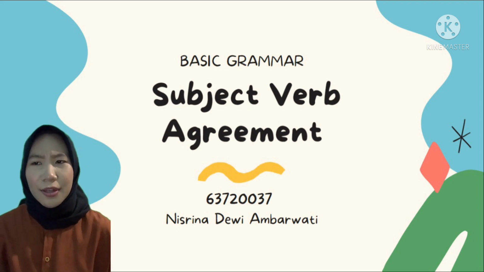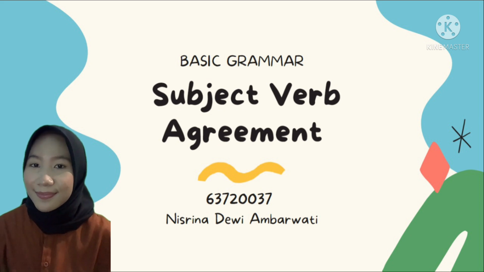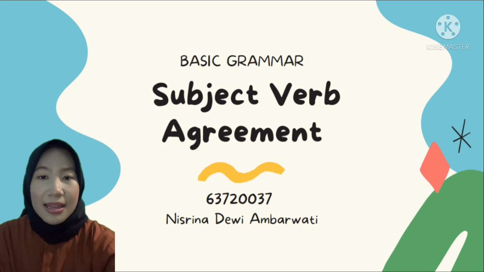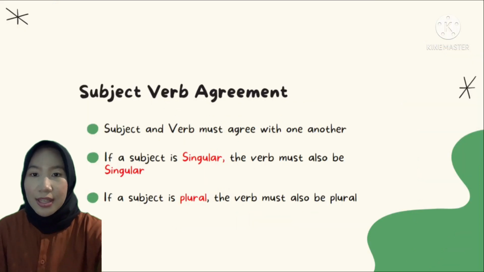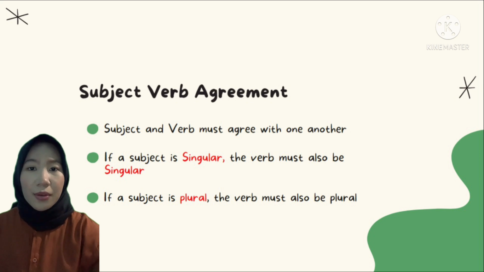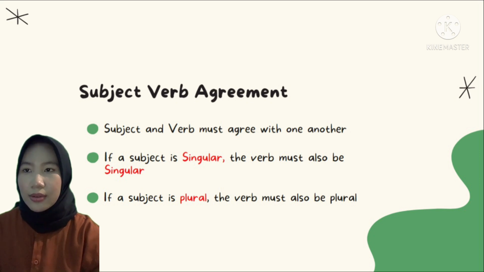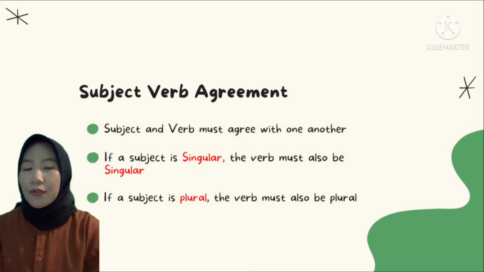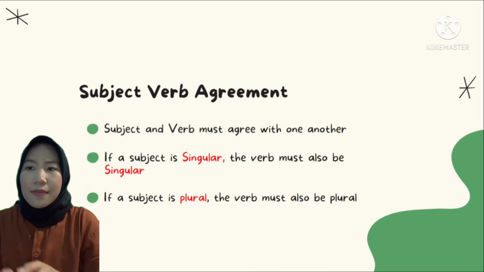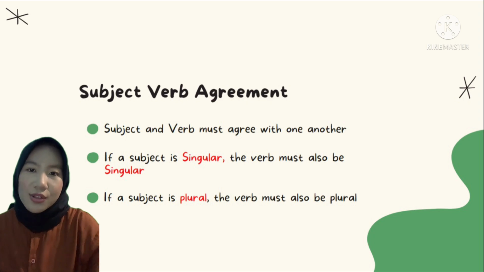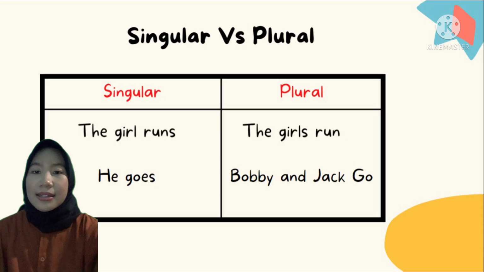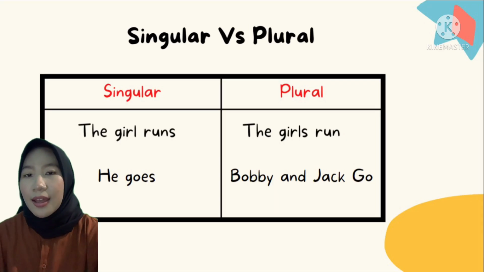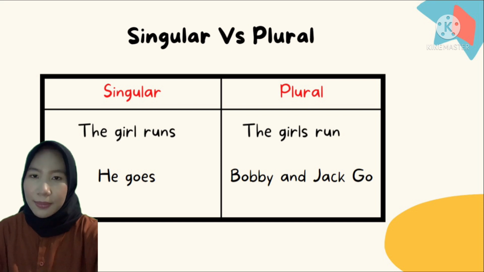Okay, now, does anybody know what subject-verb agreement is? Subject-verb agreement is a basic rule in English. So, let's start. This is the first thing I want to share with you. The subject and verb must agree with one another. If a subject is singular, the verb must also be singular. And if a subject is plural, the verb must also be plural. But what is the difference between singular and plural? Singular is used for things that have one number, but plural is used for things that have more than one number.